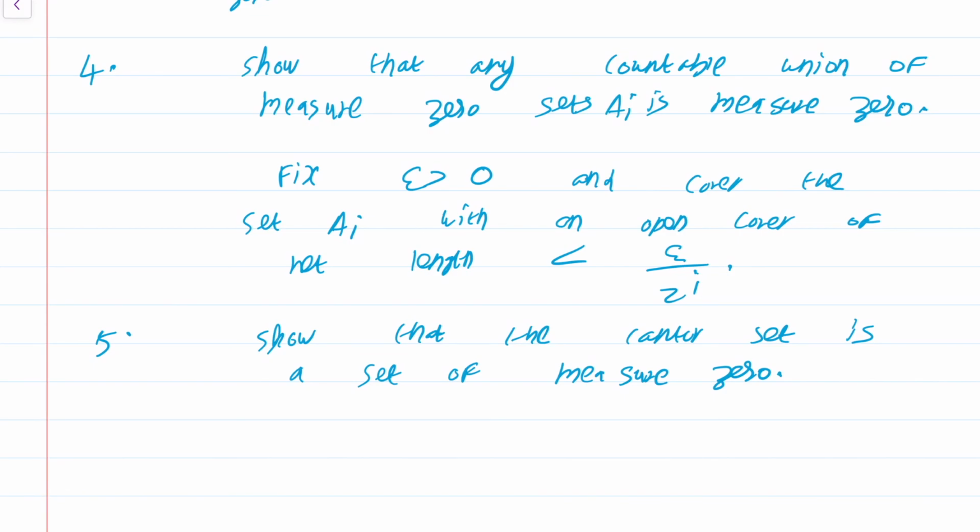So the key thing is, sets of measure 0 are capturing the idea that a set is small. We are going to now show in the next module that a function is integrable if and only if the set of discontinuities is actually a set of measure 0.